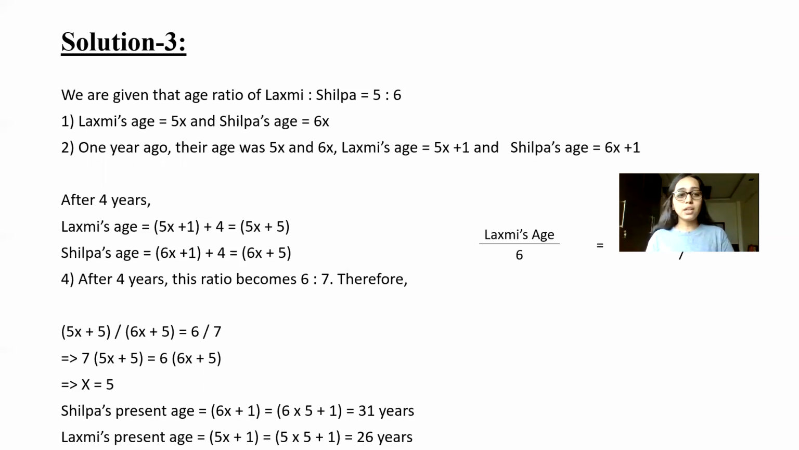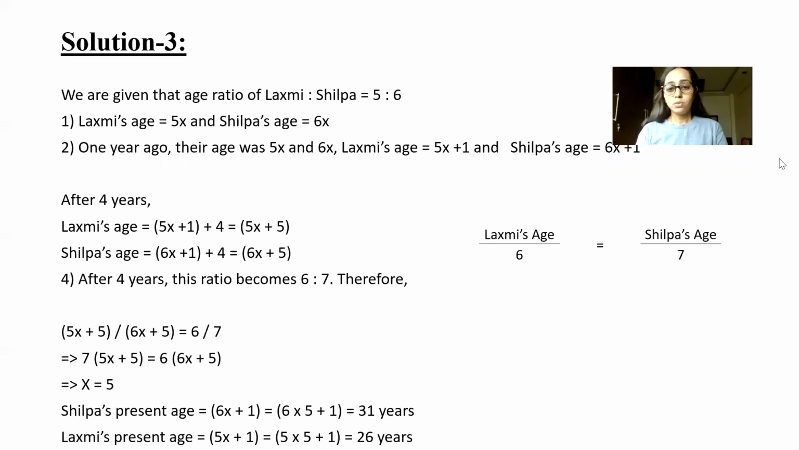Now the next statement is after 4 years. After 4 years, the ratio has increased to 6:7. So here you can see Lakshmi's age is by 6 and Shilpa's age is by 7. So we'll equate those values with the above equation. After 4 years, from the age 1 year ago, it is 5x plus 1 plus 4. So we'll put plus 4 in both Lakshmi's and Shilpa's ages. Now after 4 years, the ratio is 6:7.